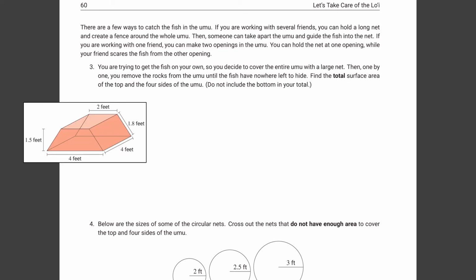In part 3, we'll talk about the size of the net needed to cover the umu. We basically need a net with an area that is large enough to cover the exposed surfaces of the umu. This includes the top of the umu, the 4 sides, but not the bottom. We're not going to actually calculate it in this video. Instead, let's pause the video, take a good look at the umu, and come up with a plan for how you would calculate the surface area of the umu, excluding the bottom.